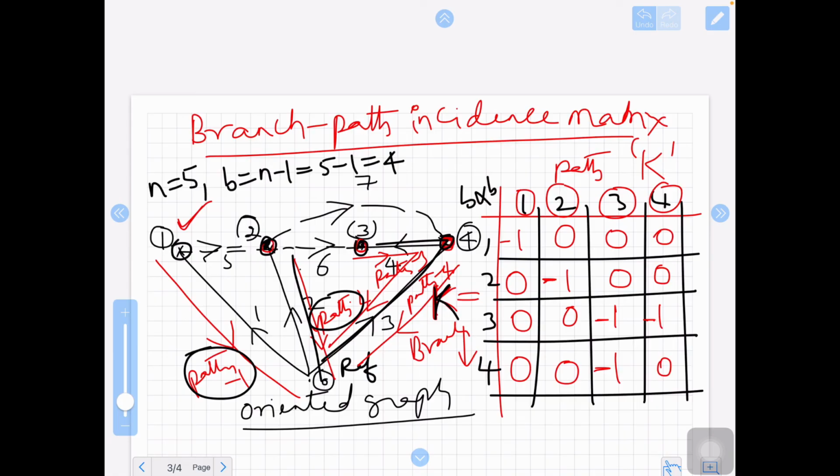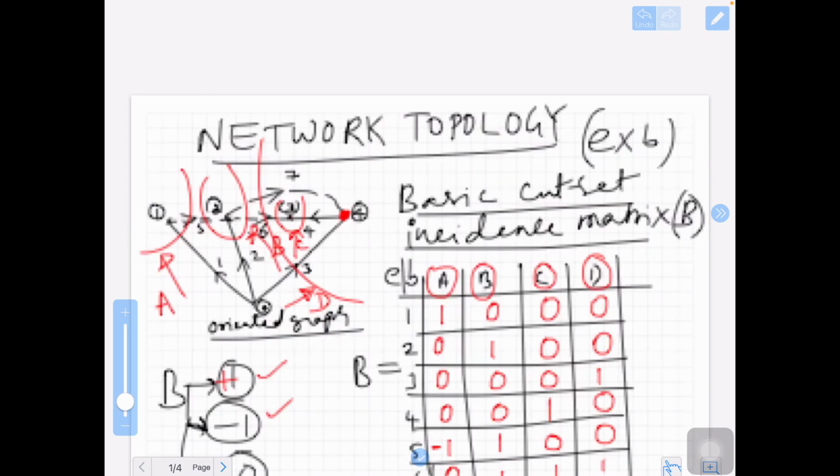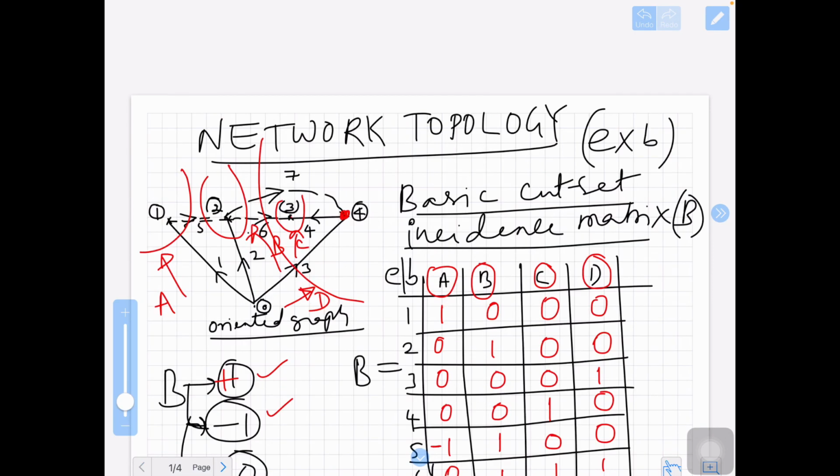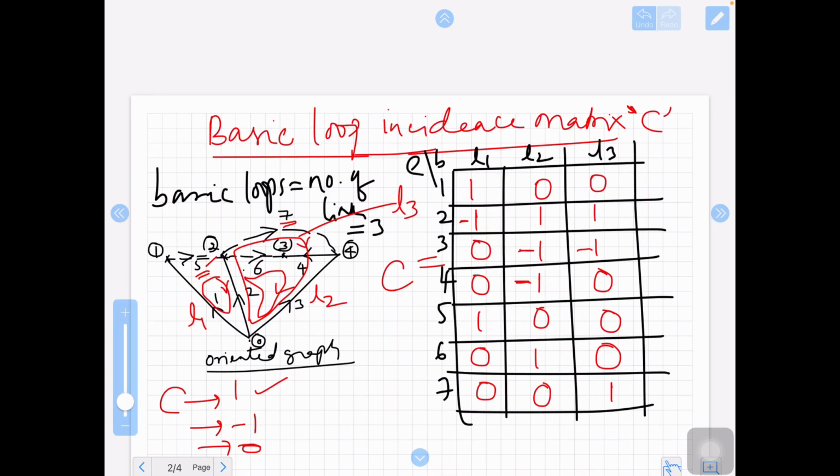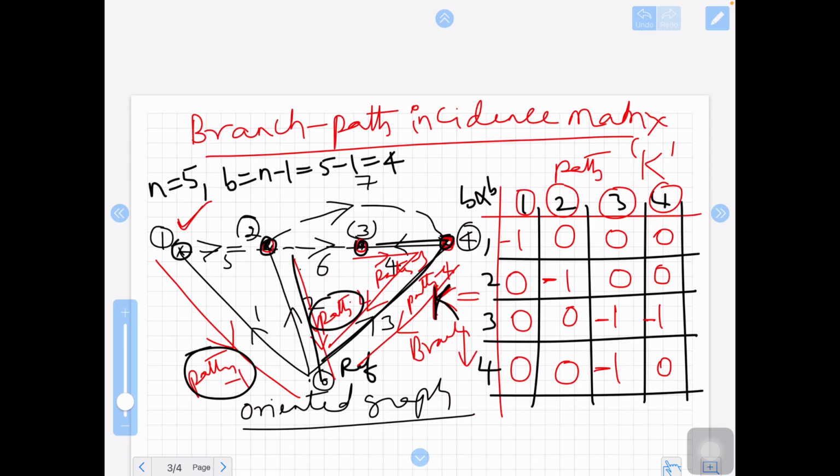So with this video, you can understand how to form the 3 matrices in network topology. The first one is the B matrix, that is the basic cut set incidence matrix. Second one is the C matrix. Here I am showing you this. The first one is the B matrix, the basic cut set incidence matrix, and then I explained the basic loop incidence matrix, that is the C matrix, and then I explained the branch path incidence matrix, that is the K matrix.